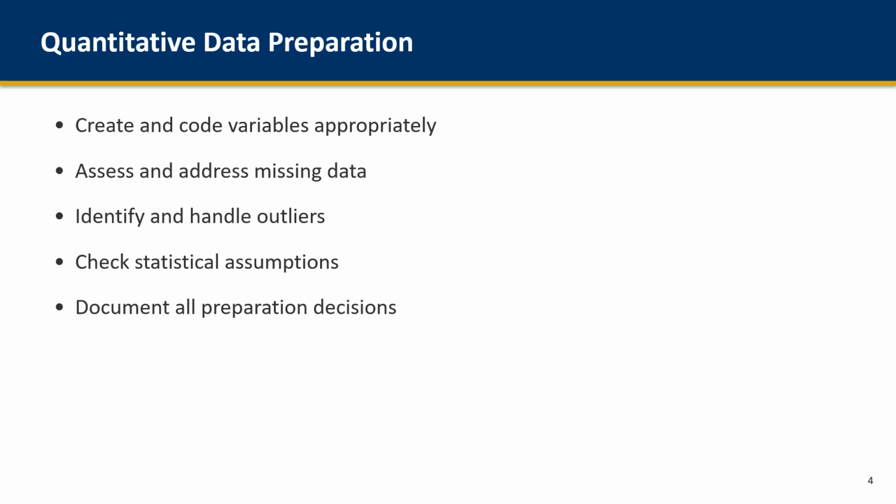Assess and address missing data systematically. How much data is missing? Is missingness random or systematic? Complete case analysis deletes any case with missing data, but may bias results if missingness isn't random. Imputation techniques estimate missing values based on available data, but involve assumptions. Choose handling approaches deliberately based on your data's characteristics.